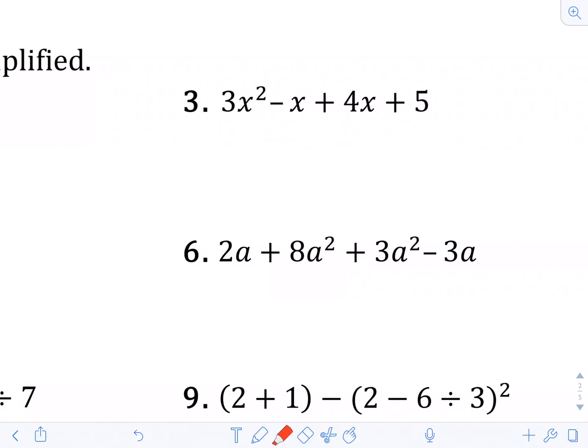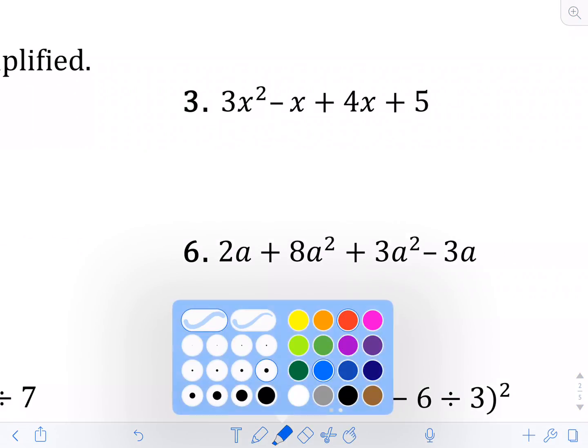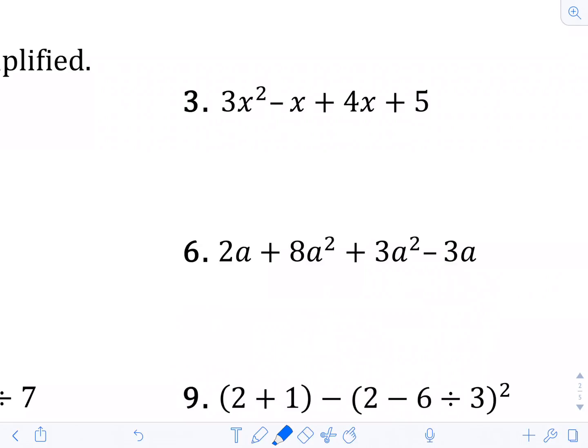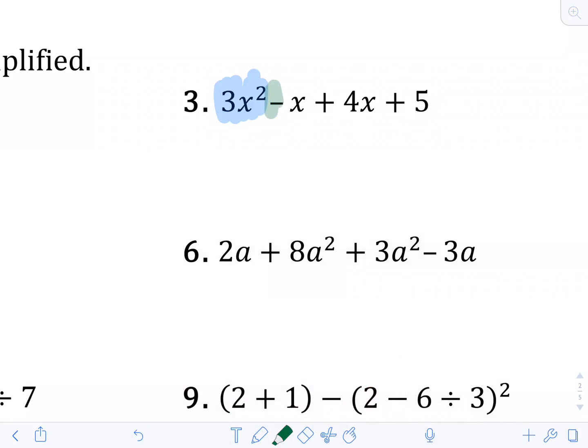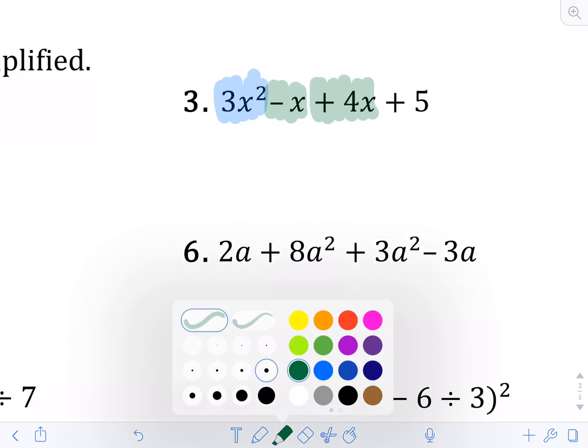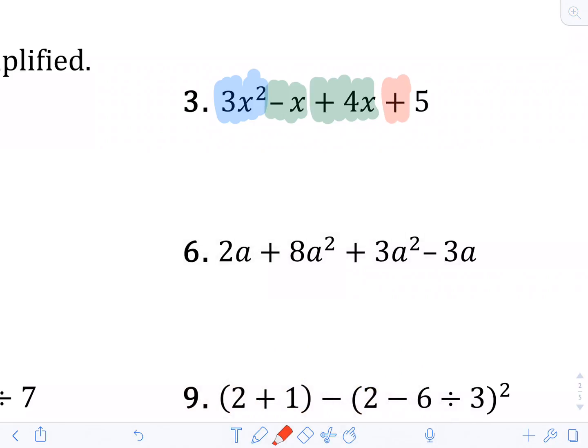Okay, number 3. So I'm going to highlight, again, my variables that are the same. So here I have a 3x squared, and it has to look the same. So when I look through my problem, I don't see any other x squareds, so that's the only one that I'm going to highlight blue. Then I see I have a negative x here, so I look through my expression. Do I have any other x's? Yes, I do. I have a positive 4x here. And then the last thing that's hanging out by itself is just this positive 5.